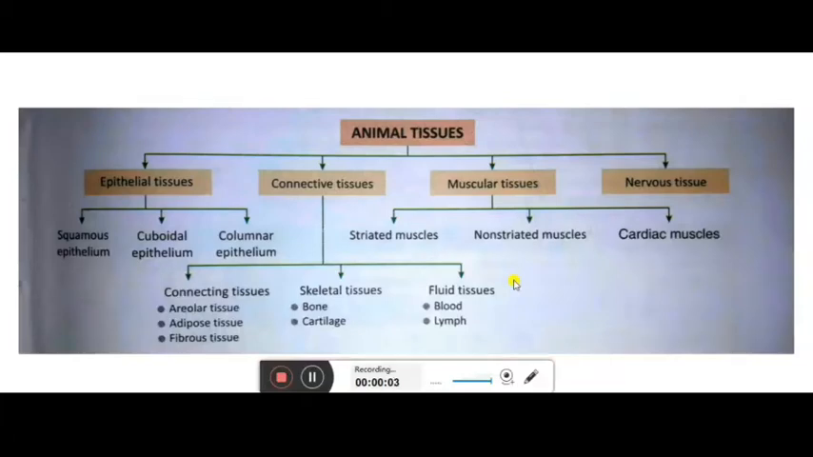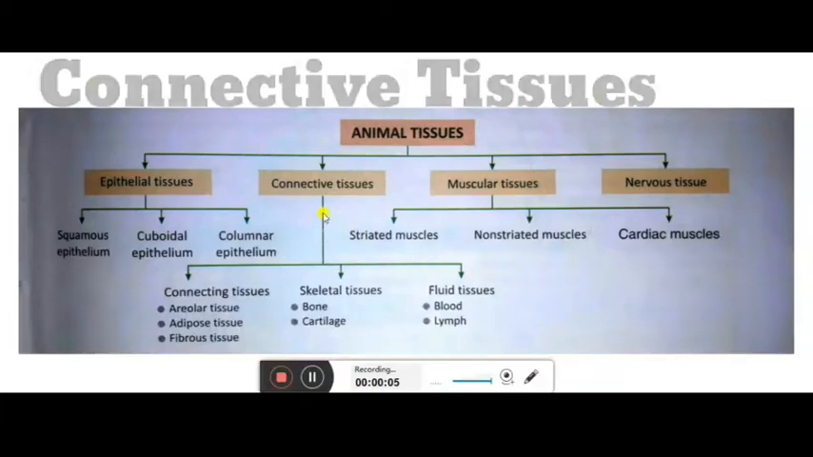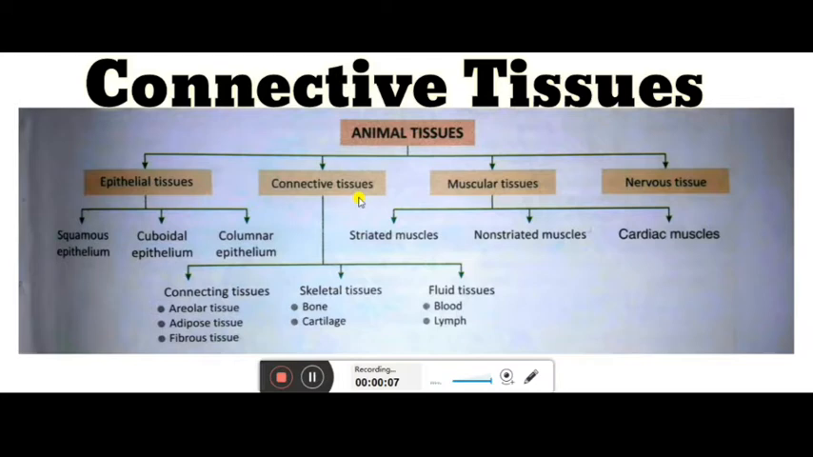Now children, here in this video we will talk about the types of connective tissues. As I have told you, there are four kinds of tissues in our body. This is the second type of tissue which I am going to discuss. Here you can see it is divided into three kinds of tissues: connecting tissues, skeletal tissue and the fluid tissues.